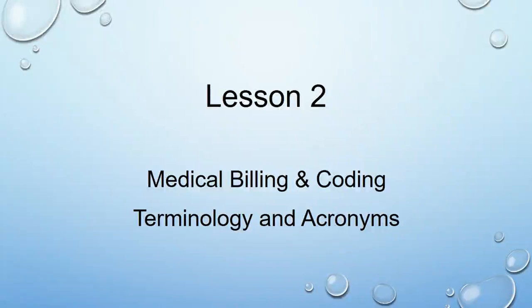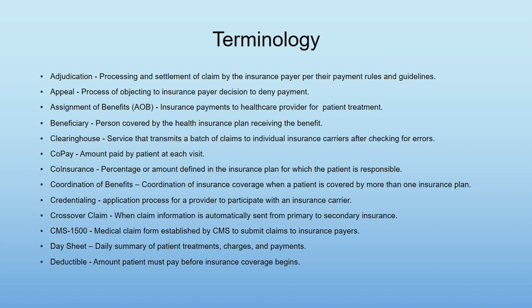Welcome to Lesson 2. Now I just wanted to cover some of the more common terminology and acronyms used in medical billing and coding before we moved on to some of the other topics. The adjudication process refers to the processing and settlement of claims by the insurance payer per their rules and guidelines. That's once the claim reaches the payer and is accepted by the payer. Appeal process, that's the process of objecting to an insurance payer's decision to deny or reduce payment.